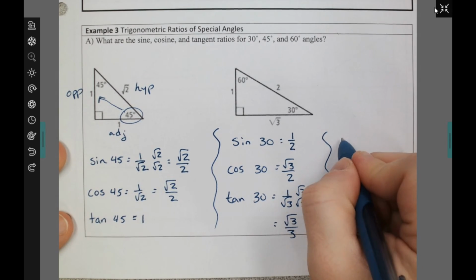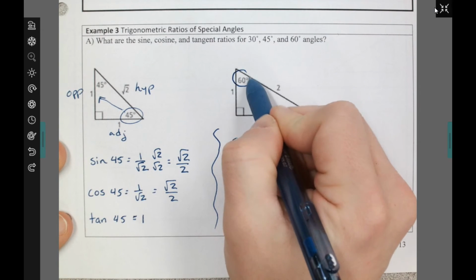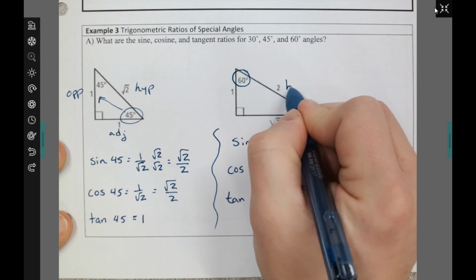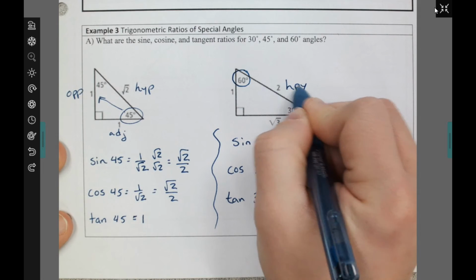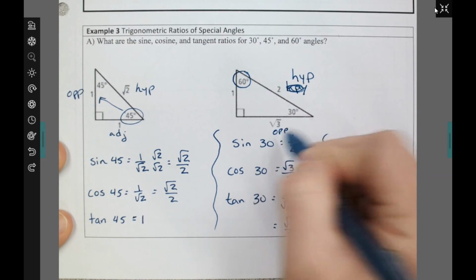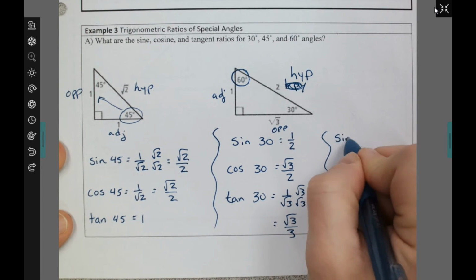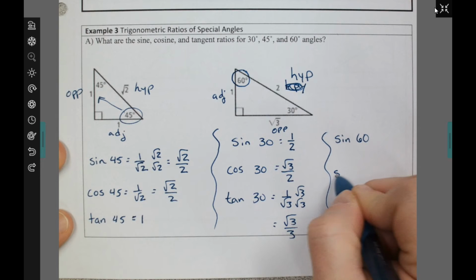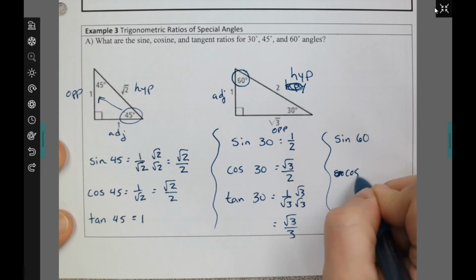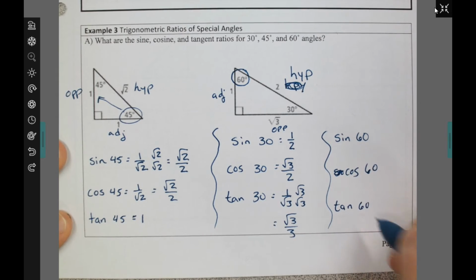Go ahead and try to figure it out for the 60. Okay, so remember for the 60, you go ahead, circle it, and then label. So I have hypotenuse, and I can't spell. You have hypotenuse, opposite, adjacent. Okay, so go ahead and do that one on your own. So sine, cosine, tangent of 60.